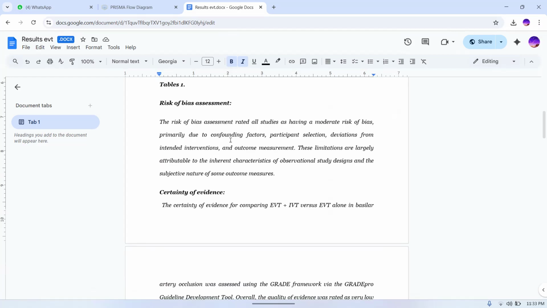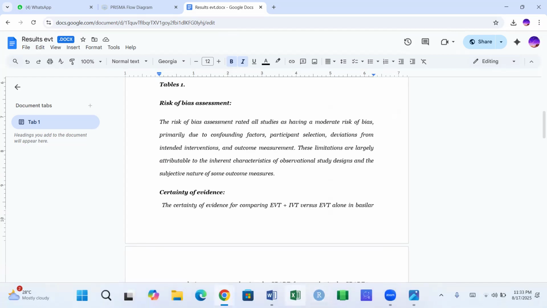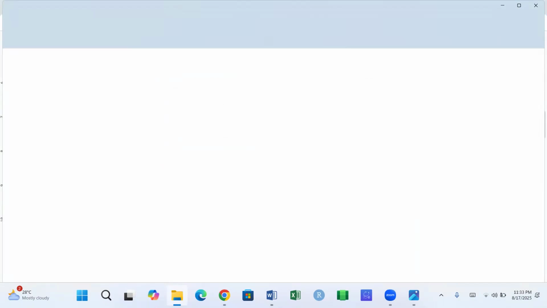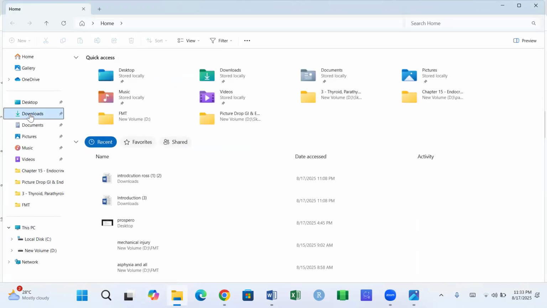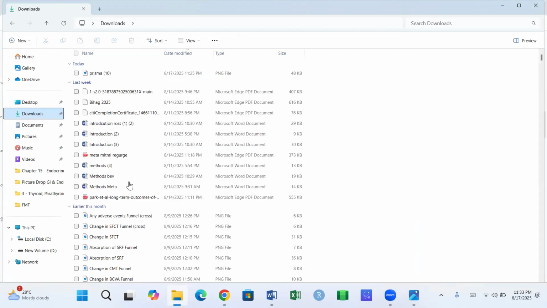So the risk of bias assessment rated this study as low risk, high risk, or some concerns, and you have to write in which domains there were concerns, and in which domains there were some concerns or high risk. Let me open up any study if I have by chance, an RCT. I need to show you.